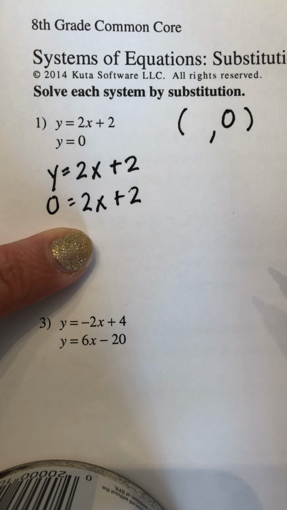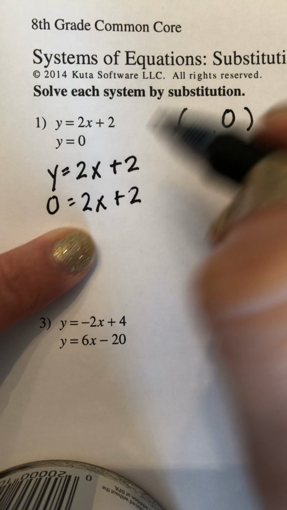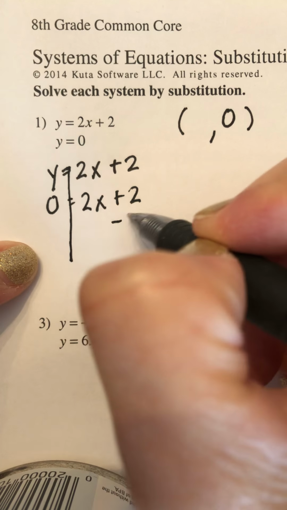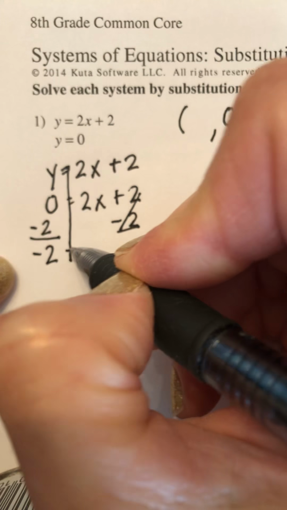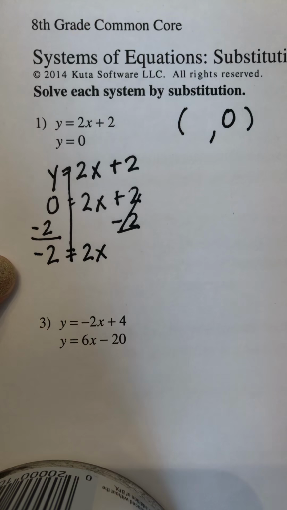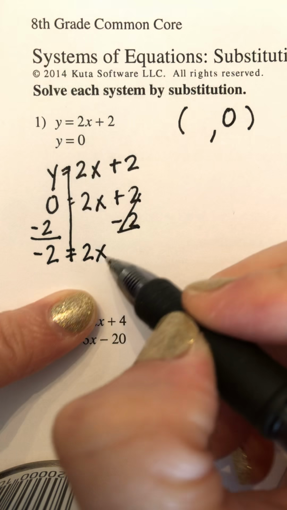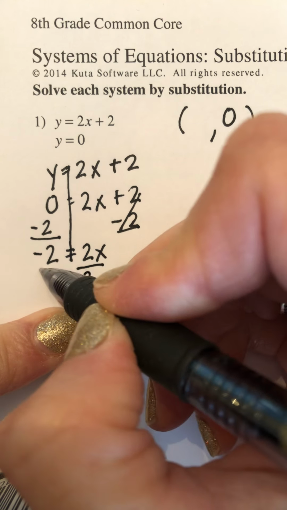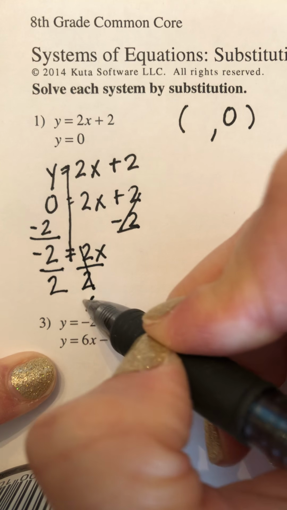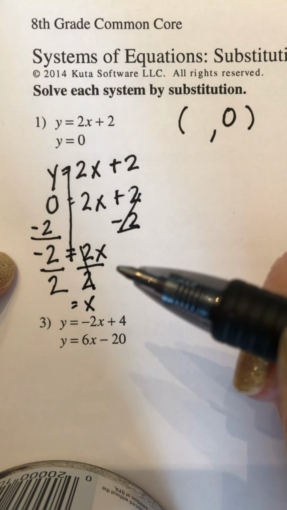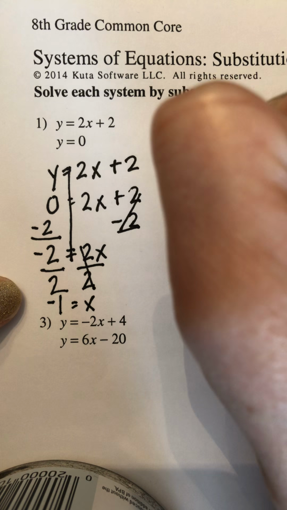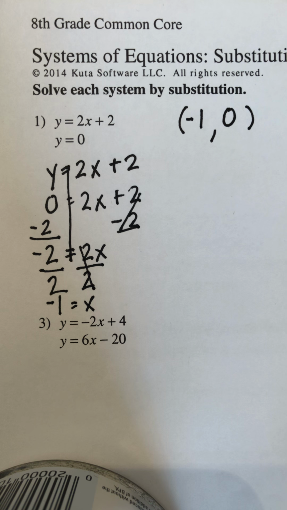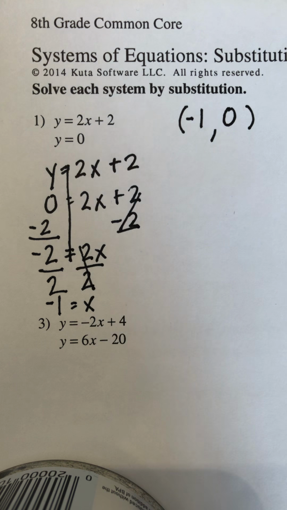And in order to solve for x now, I've got to get the x by itself. So I'm going to subtract 2 from both sides. And I get negative 2 equals 2x. And now since these are being multiplied, I'll do the opposite, which is to divide both sides. And I get x equals, and negative 2 divided by 2 is negative 1. So my x equals negative 1. So I've solved that one easily because it already gave me the answer to the first one.